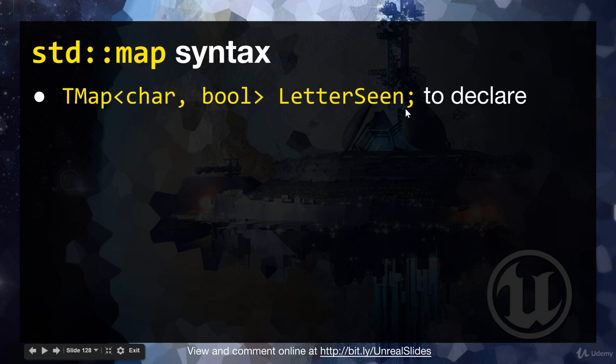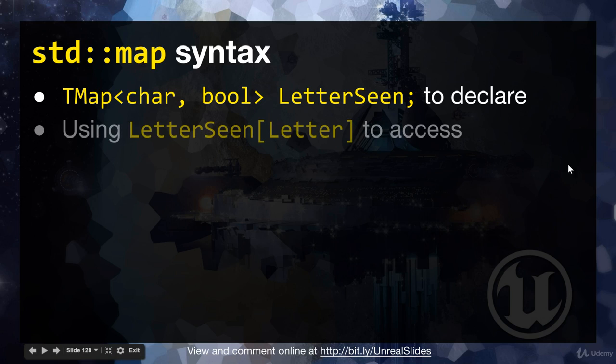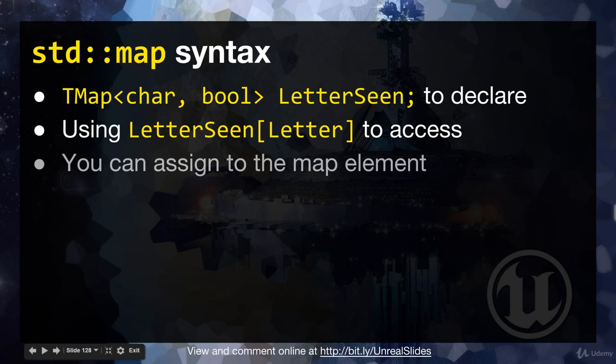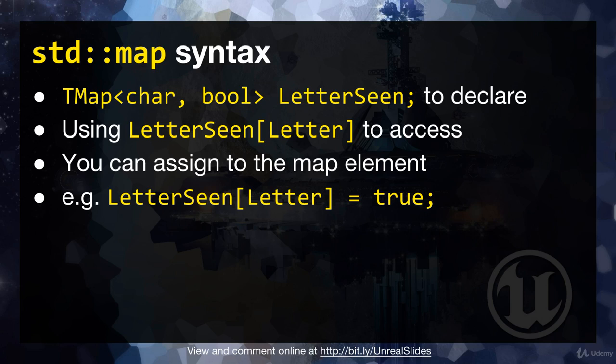And we're going to call that map letter scene, or you could call it scene letters or something else. But we're going to declare it like that. We're going to use the syntax using letter scene brackets letter, a bit like accessing characters of a string, to access members of that map. And you can assign to a map element in the same way with the same syntax. For example, letter scene letter equals true.